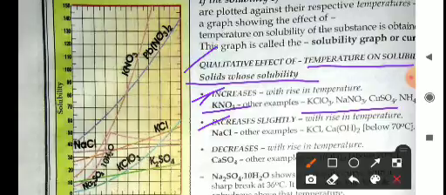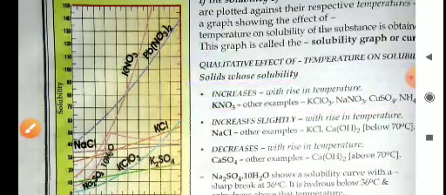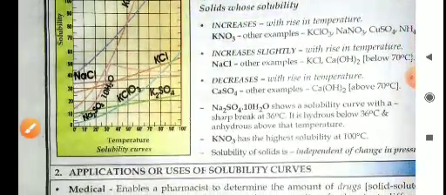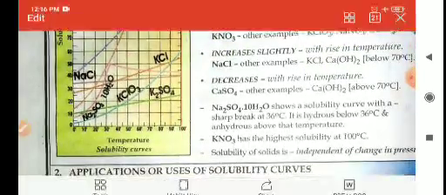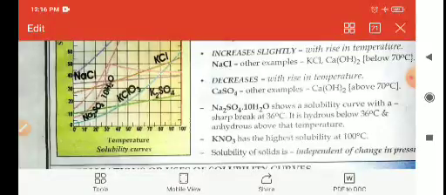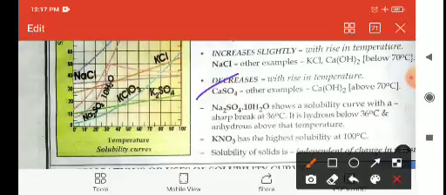Increases slightly with rise in temperature: for example NaCl, KCl, KOH. These are some salts whose solubility increases with rise in temperature, but this increase is very slow. Decreases with rise in temperature: some salts like copper sulfate, another example calcium hydroxide, above 70 degrees centigrade, on increasing temperature their solubility decreases.